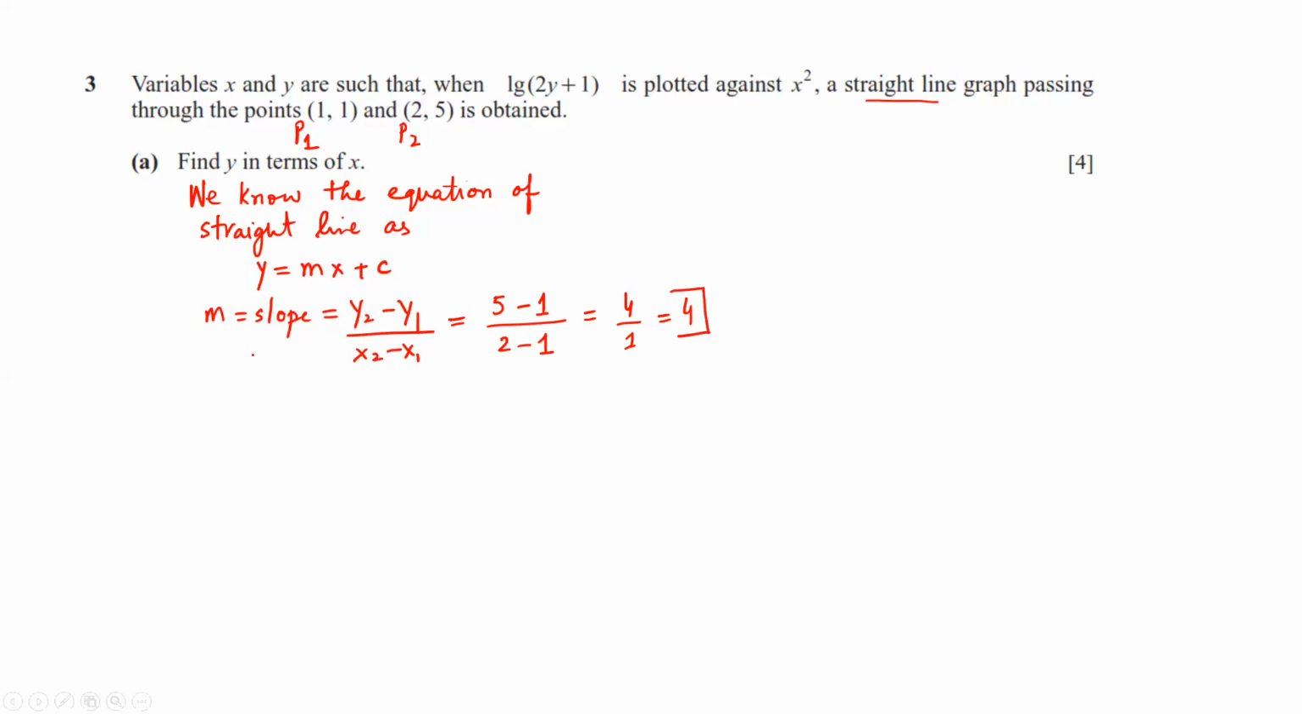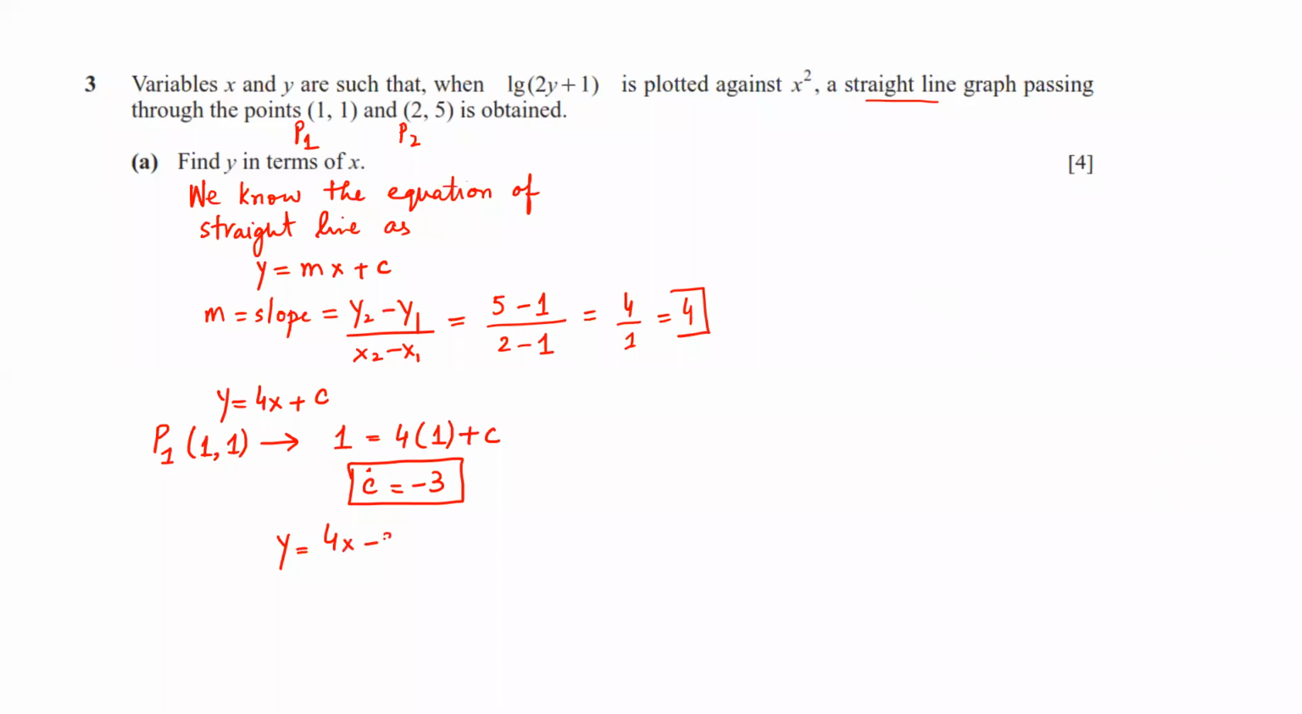And if I have to find this equation, y equals 4x plus c. Now put any of these points. Let me use point 1, 1 comma 1. We get y equal to 1, 4, x equals 1 plus c. The value of c is minus 3. So this will give me my equation of the straight line, y equals 4x minus 3. So this is the straight line that will be passing between points 1 comma 1 and 2 comma 5.